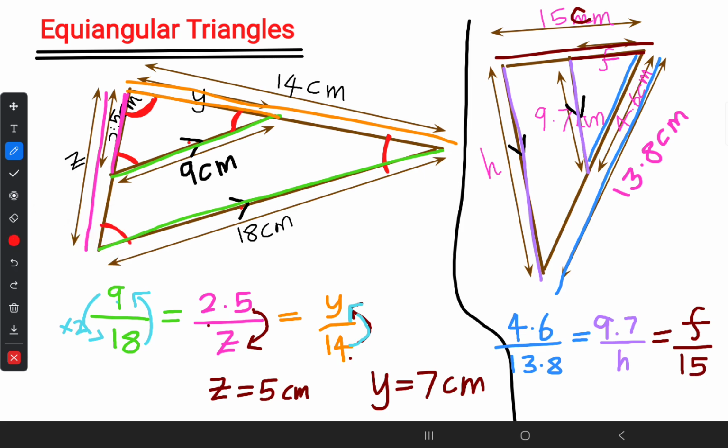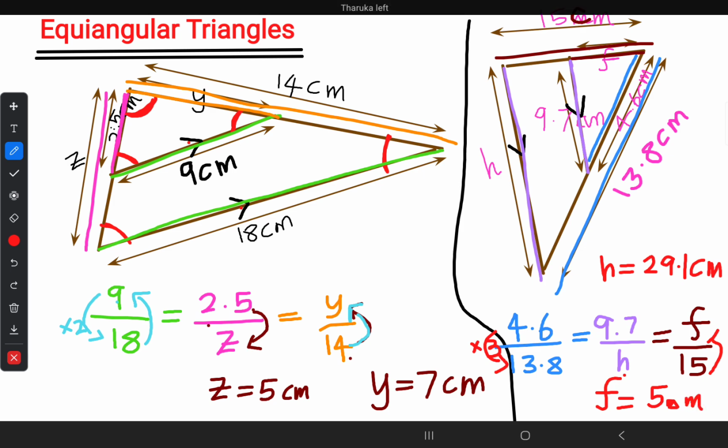What happened here was 4.6 multiplied by 3 gives you 13.8. Likewise, to find the length for h, you need to multiply 9.7 times 3. So that will give you 9 into 3, 27, 7 into 3, 21. So 29.1 centimeters. That is the length for h. 29.1 centimeters. And here it is 15. To get f from 15, you need to divide by the number 3. So f would be 5 centimeters.